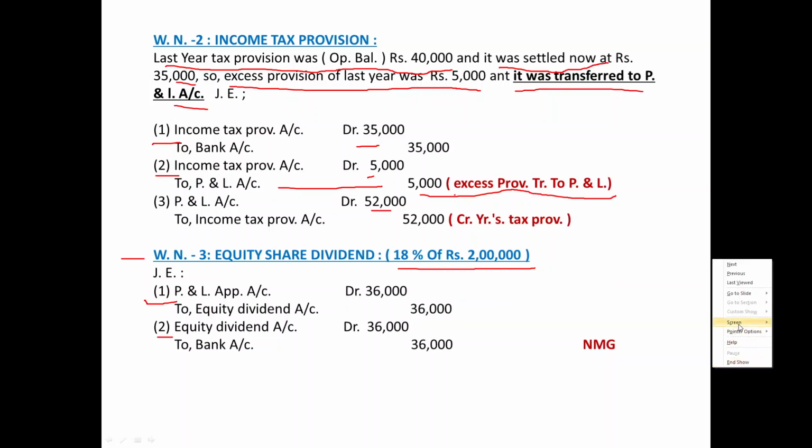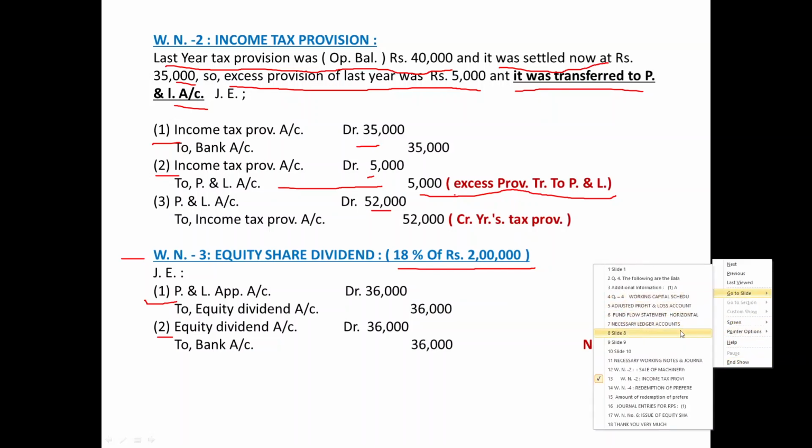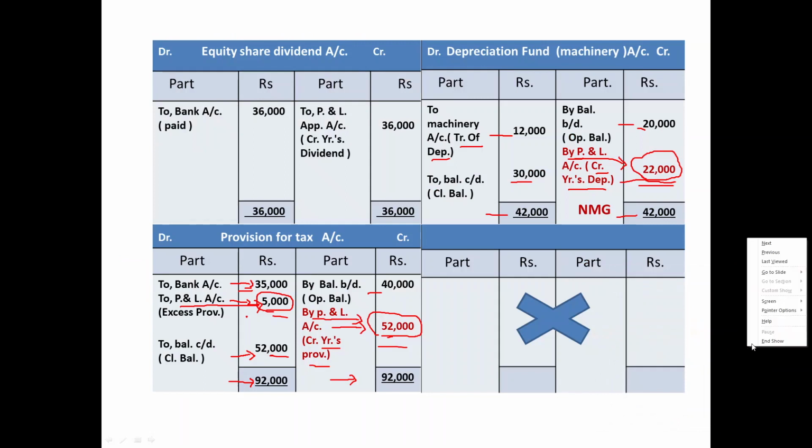Let us give the posting impact in the concerned ledger account for this journal entry. Equity dividend account. Have a look. Over here there is no opening or closing balance because this dividend declared and paid in the current year. So it is not like that proposed dividend account having opening and closing balance. No, it is a dividend declared and paid in the current year. So posting. First journal entry. Profit and loss appropriation account debit to equity share dividend account credit 36,000 current year's dividend.